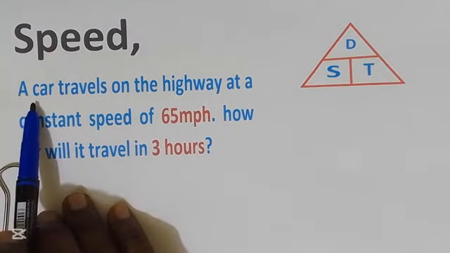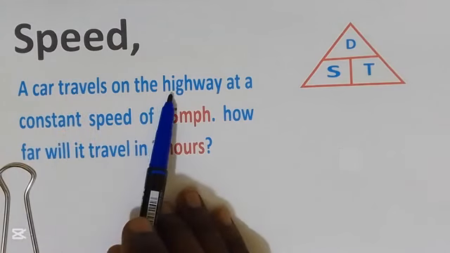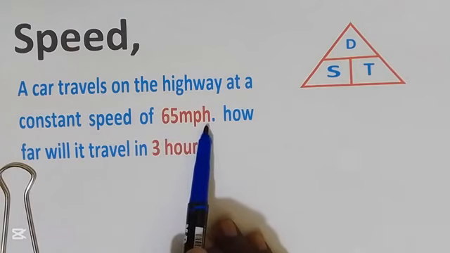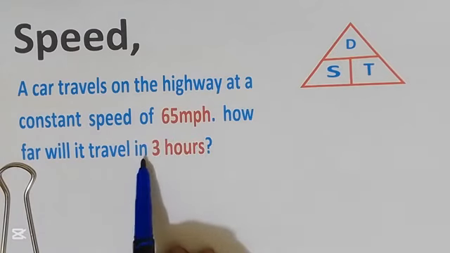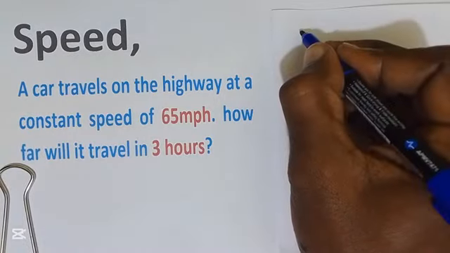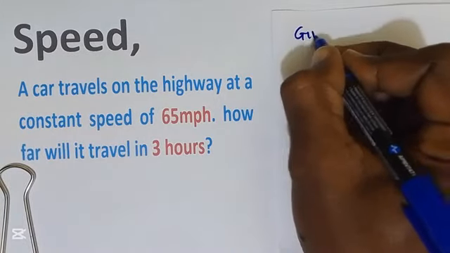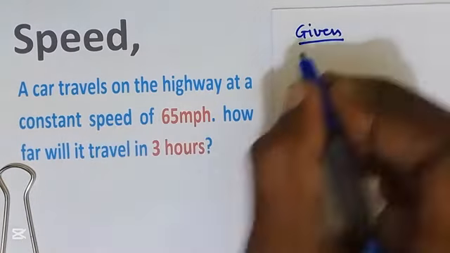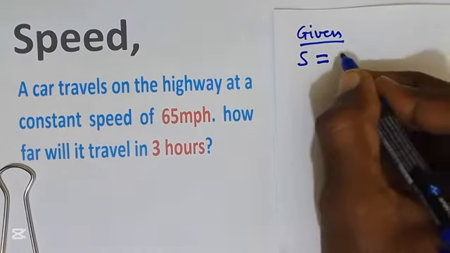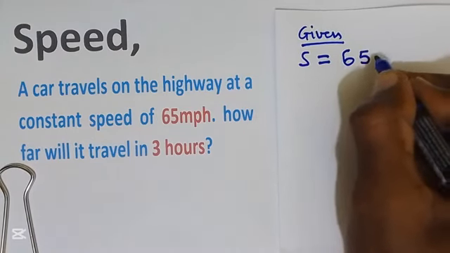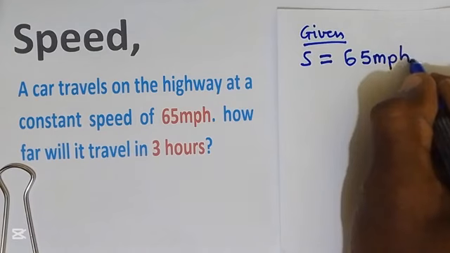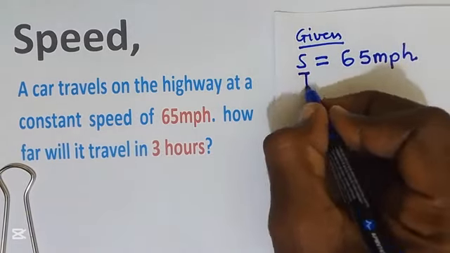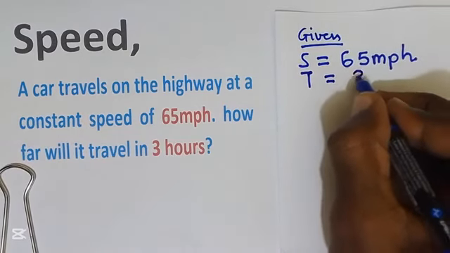The question says, a car travels on the highway at a constant speed of 65 miles per hour. How far will it travel in 3 hours? Let us write our given. They gave us speed, which is equal to 65 miles per hour, and also they have given to us time, which is equal to 3 hours.